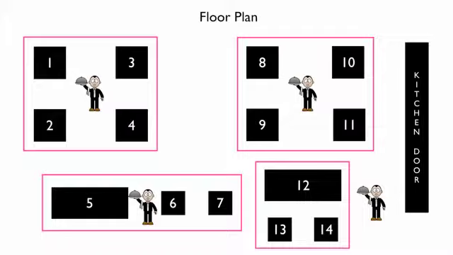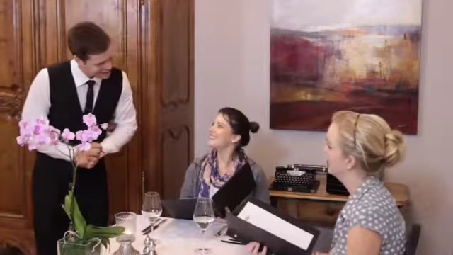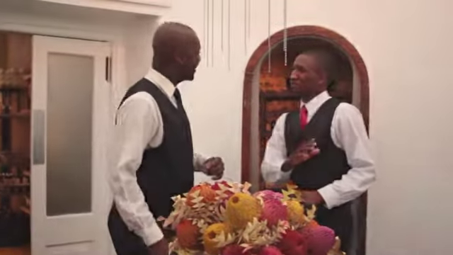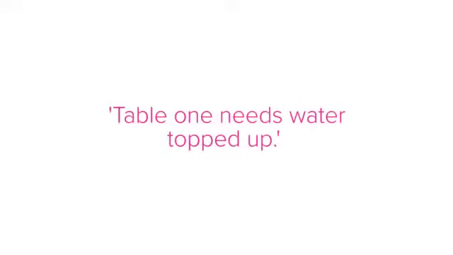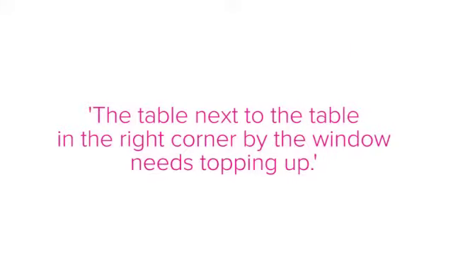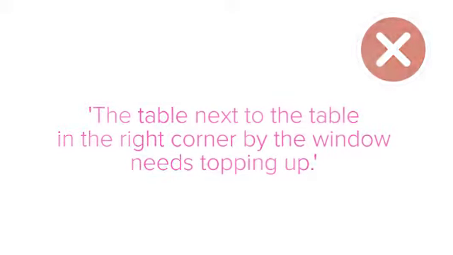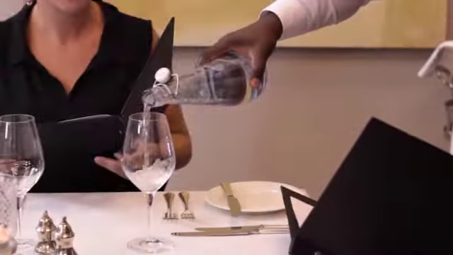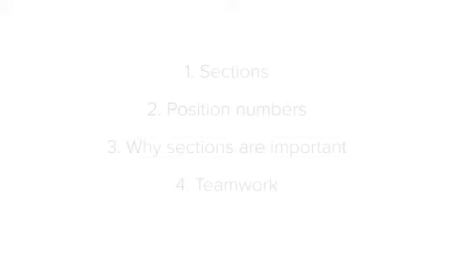Each table is given a number to help you and your colleagues easily communicate and deliver service to the table. For example, if you need a colleague to top up water at a table, you can say, "Table 1 needs water topped up." If the table didn't have a number, you'd have to say something like, "The table next to the table in the right corner by the window needs topping up." By that time, you could have done it yourself.